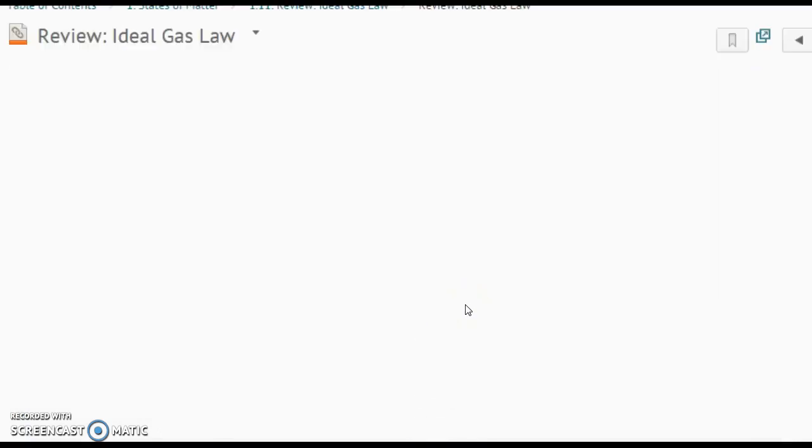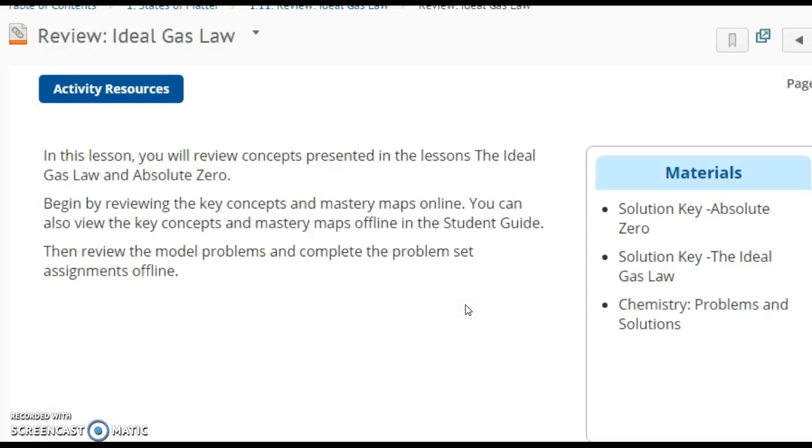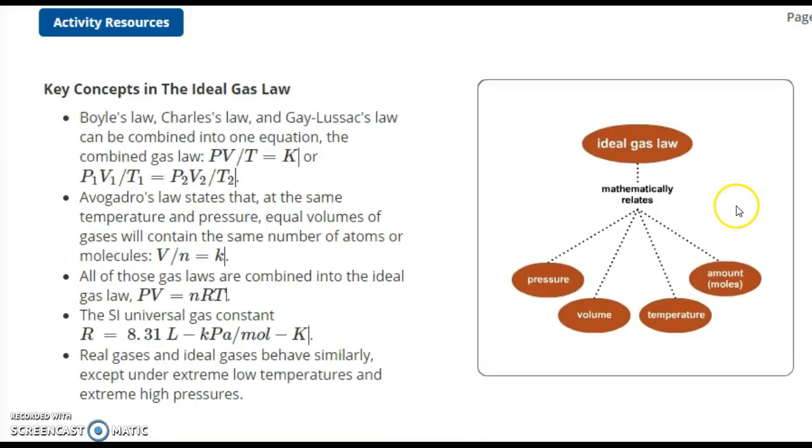All right, review ideal gas laws. So we're going to be doing a review. The ideal gas law mathematically relates pressure, volume, temperature, and the amount in moles. Boyle's law, Charles' law, and Gay-Lussac's law can be combined into one equation, the combined gas law, where PV over T equals a constant K, or the way we would use it, your original pressure and volume divided by temperature equals your final pressure and volume divided by temperature.